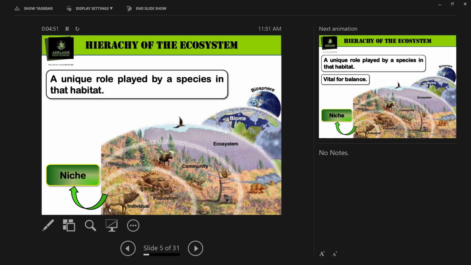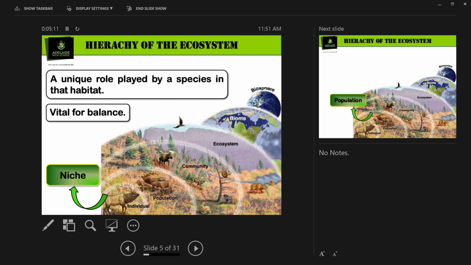Yes, a source of food for herbivores. Correct? It's a source of food for many other organisms and it will pass the energy from one level to the next level. That's the niche. You have gotten that. So don't forget there is a relationship.